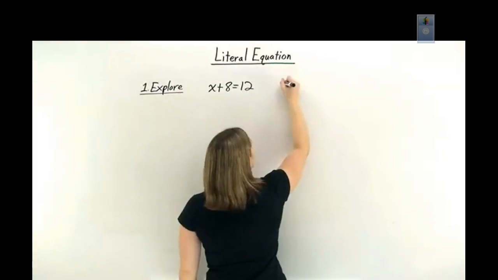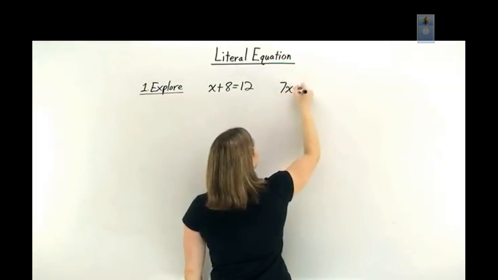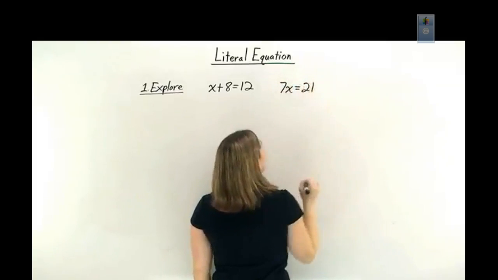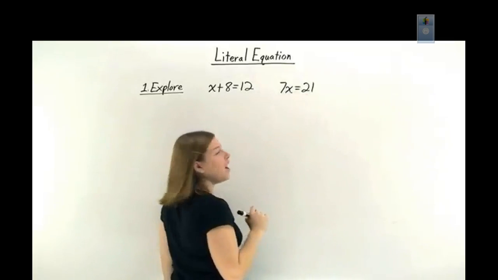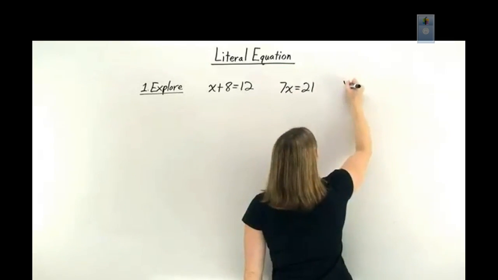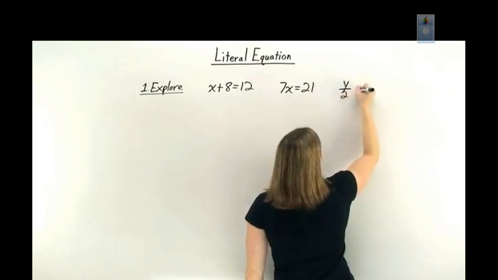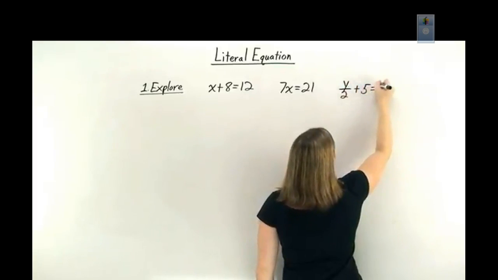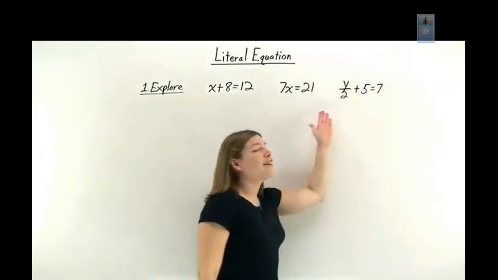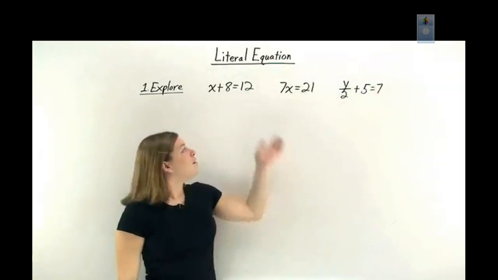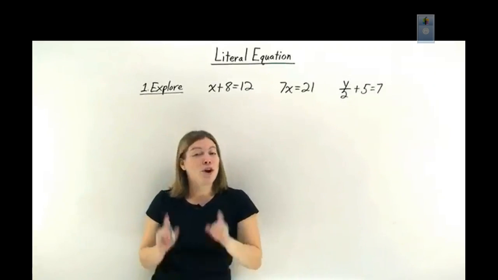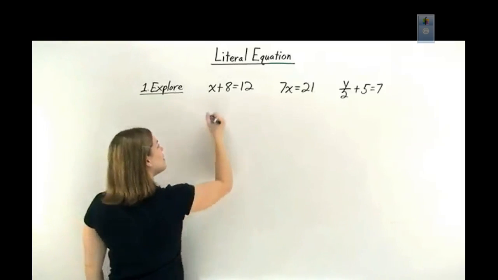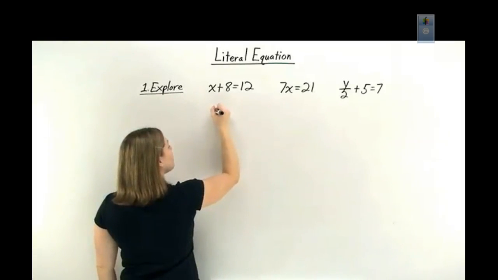Now, we can also have something like this: 7x equals 21. Here we're saying that 7x is the same as that right side, 21. Or we could even have an equation like this: y over 2 plus 5 equals 7. This is another example of an equation. Now, all of these are typical equations that you might see. But there are also some other equations that you might see as well. Let's take a look at those.